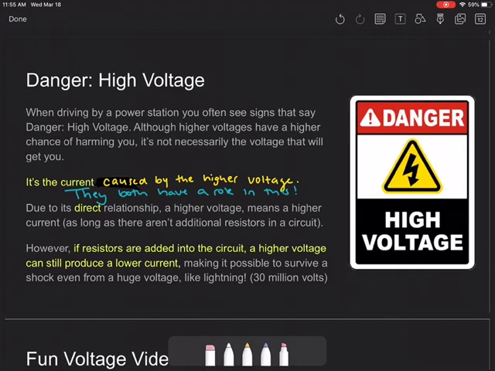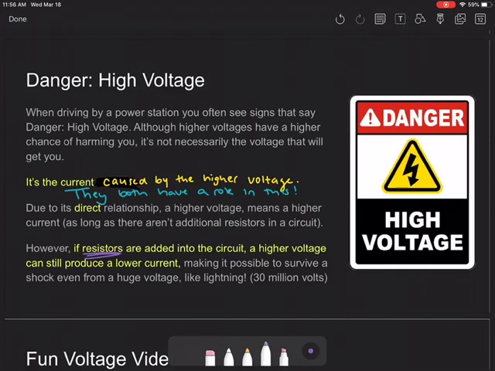Depending on what's in the circuit, so if we add resistors to our circuit, resistors are just things that will slow down that current. We could still have a high voltage and a smaller current, which means that if the voltage itself is really, really high, we could still survive things with high voltages. So people survive when they're being hit by lightning, not always, but a good chance of the time, because they were touching some sort of resistor, so it slowed down the current even though the voltage was really high.